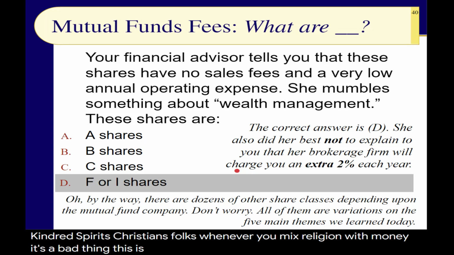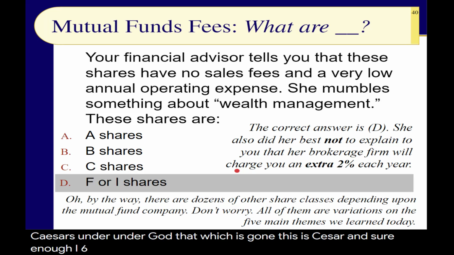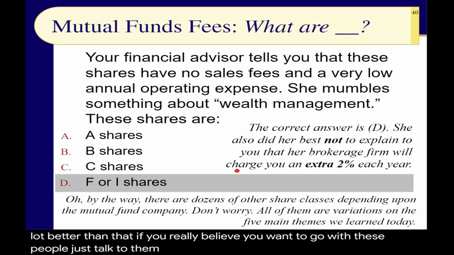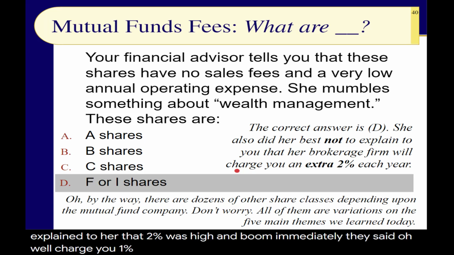This is Caesar, right? Render unto Caesar that which is Caesar's. Render unto God that which is God's. This is Caesar. And sure enough, I explained to her, you should be able to do a whole lot better than that. If you really believe you want to go with these people, just talk to them. They should lower it. She mentioned that I explained to her that 2% was high, and boom, immediately they said, oh, we'll charge you 1%.